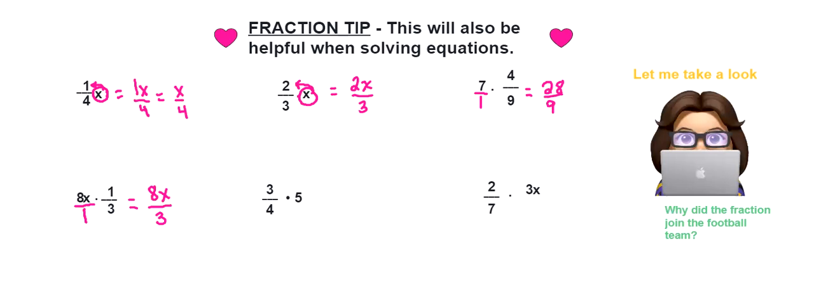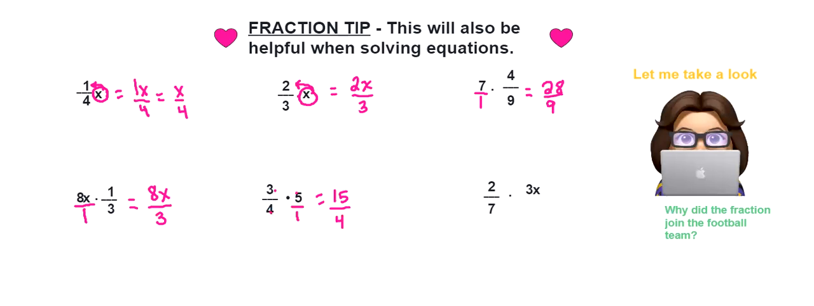Let's take a look at the next one. I got 3/4 times 5. Again, since the 3/4 is a fraction, I can make the 5 a fraction by putting a 1 on the bottom and then multiply across the top. 3 times 5, 15 over 4 times 1, 4.